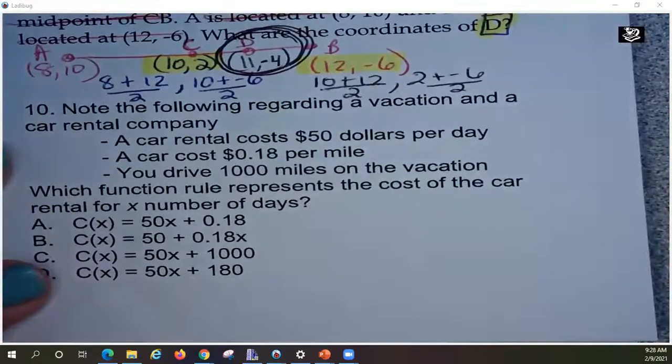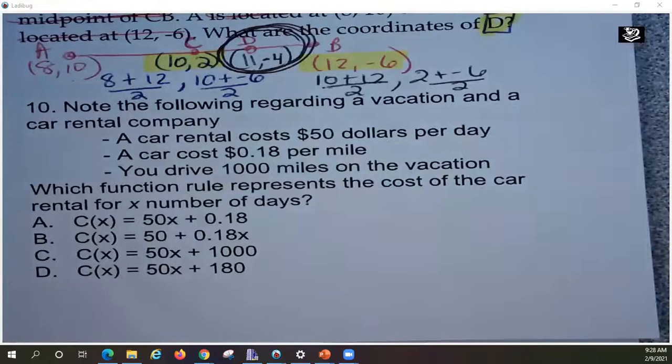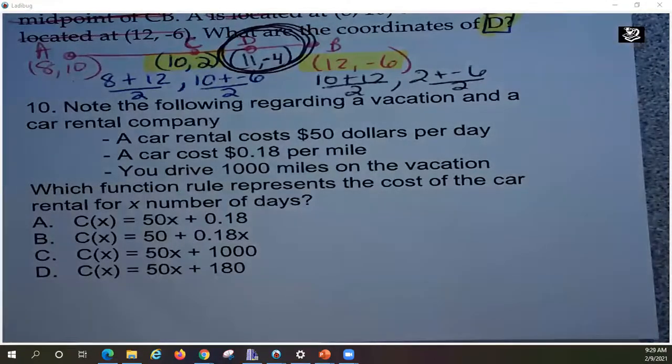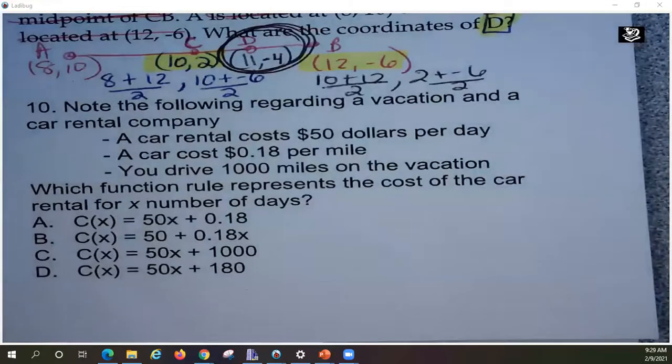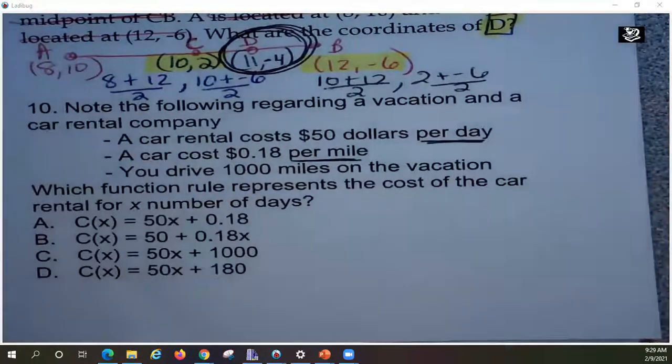Okay. All right, last one. The following regards a vacation with a car rental company: a car rental costs $50 per day. A car costs 18 cents per mile. You drive 1,000 miles on the vacation. Which function rule represents the cost of a car rental for X number of days? Okay. So if you look at this one, I have 2 things that say per. I have per day and per mile.